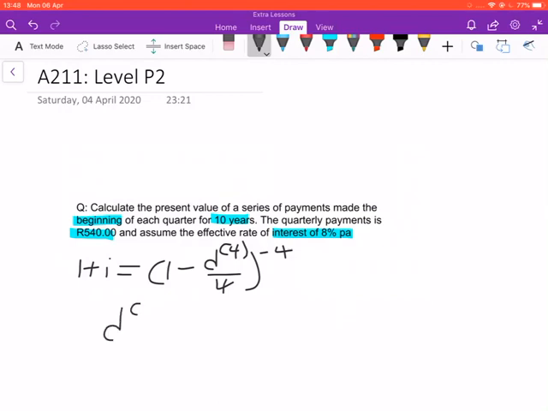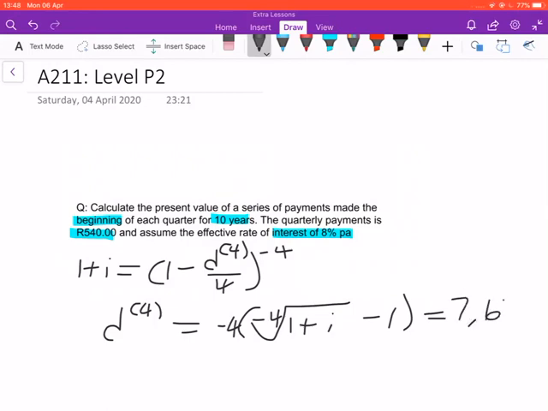So this will leave us with d(4), which is equal to what? You will have 4 times (1 minus (1 plus i) to the power minus 1/4). So the d(4) will be 4 times (1 minus 1.08 to the power minus 1/4). That will be 7.62%.